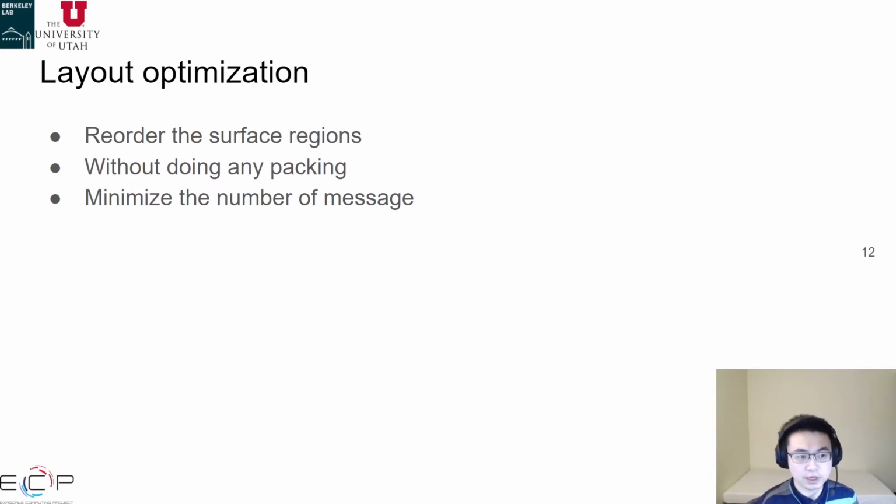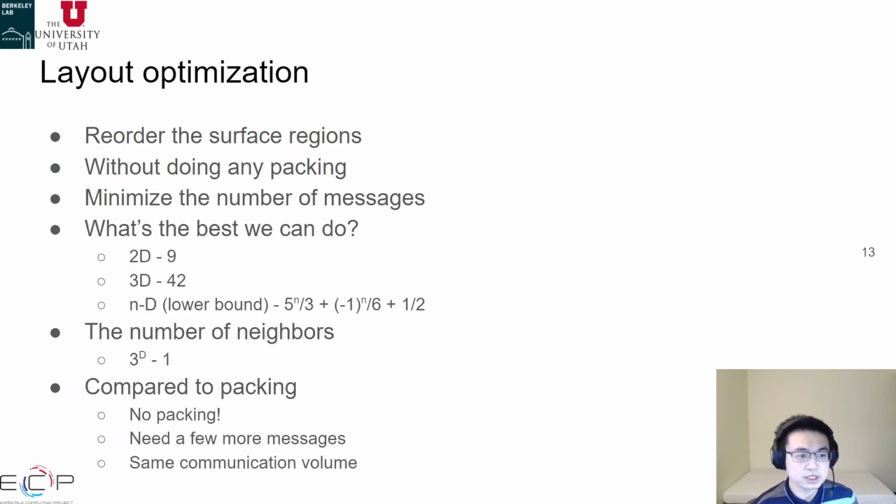Thus, the goal of layout optimization is to reorder these surface regions so that without doing any packing, we can try to minimize the number of messages. Under these conditions, we can produce an optimized layout for 2D, which requires 9 messages to communicate, and also an optimized layout for 3D, which requires 42 messages to communicate. And we're also able to prove a lower bound on the number of messages for ND subdomains that is proportional to 5 to the nth power over 3.